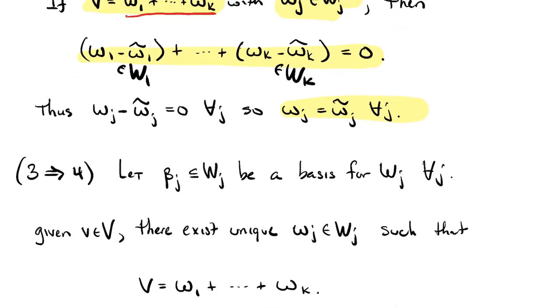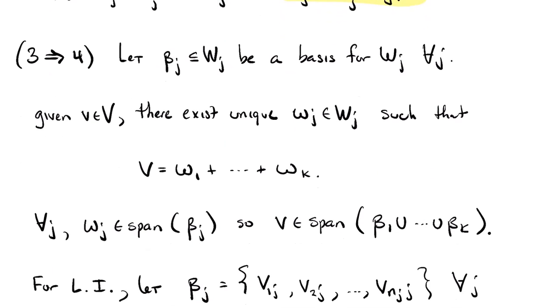Okay, so now if we suppose that everything can be written uniquely, what do I want to prove in number 4? I want to prove that if you take a basis for each subspace wj, the union of them is a basis for the whole space V. So let's let beta j be a basis for the subspace Wj. Do that for every j. And then if you give me some v, by the hypothesis in 3, I know that there's a bunch of vectors, one in each subspace, such that v can be written like that. That's by the assumption 3.